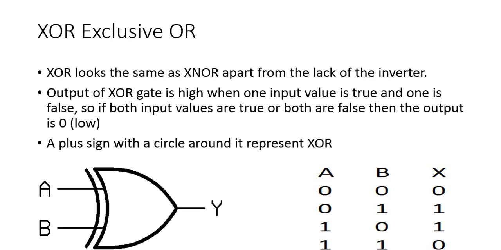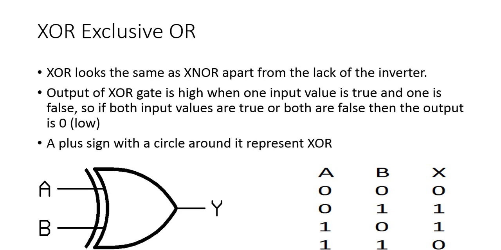So the last gate is the XOR gate, which stands for exclusive OR. XOR looks the same as the XNOR, apart from the lack of the inverter. So if you look at the picture, it's got no inverter where the point is, and the output of the XOR gate is high when one input value is true and one is false. So if both input values are true or both are false, then the output is low. A plus sign with a circle around it represents the XOR.